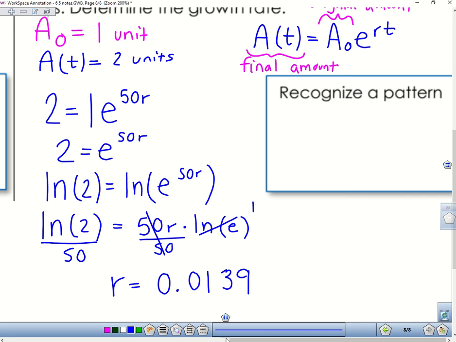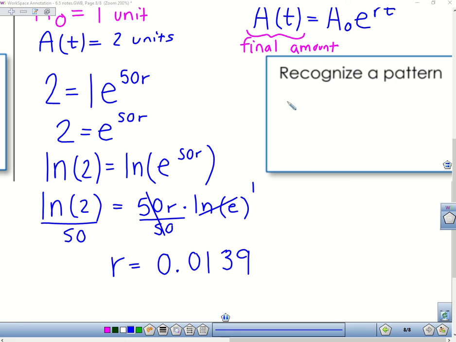So what do you notice is different about this one and the last one? This one's positive. Any ideas why this one's positive and the other one's negative? Yeah, this one's growth and the last one was decay. So that one was halving, this one's doubling. But 1/2 is the reciprocal of 2, right? So recognize the pattern. The pattern of your growth rate is equal to ln of 2 over t, which is time.